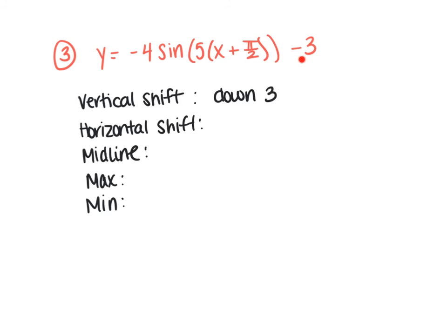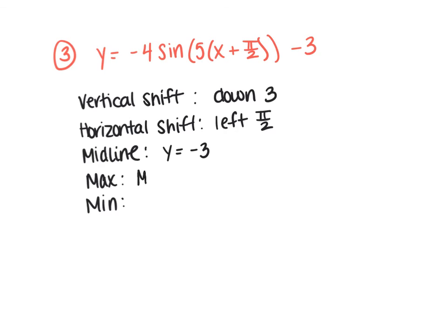Vertical shift comes from the number outside the parentheses. Because it's negative, we're going down. Next, for your horizontal shift, you should have written left pi over 2. Remember that the horizontal shift comes from inside the parentheses, and it's opposite the sign that you think it is. So instead of right pi over 2, because of plus, you're actually going left pi over 2. For your equation of your midline, you should have written y equals -3, because your midline is the same as your vertical shift, -3.